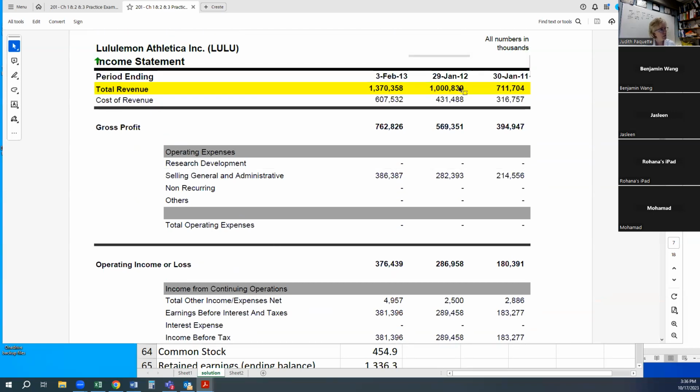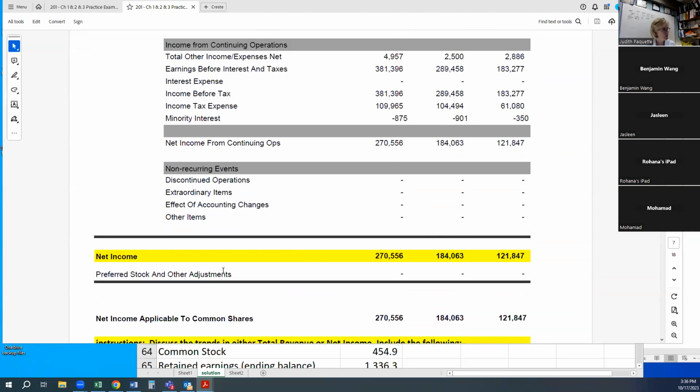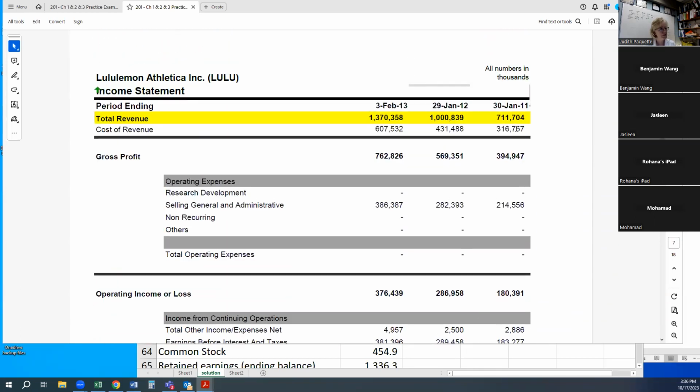Revenue is always at the top of the income statement. Net income is always at the bottom. And check the dates. Be careful with the dates. The oldest is on the right: 2011, 2012, and 2013. So don't get the dates flipped in your head because you'll have the opposite conclusion.